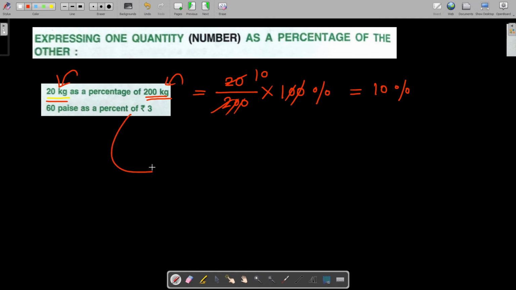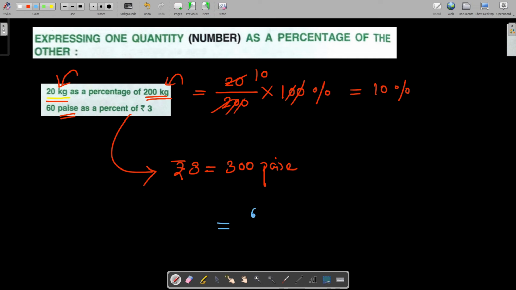Let's try another question. Here it's given 60 paise as a percentage of 3 rupees. Now both of them mean the same thing, but they are not in the same units. So what we'll do is convert 3 rupees. 1 rupee is 100 paise. So 3 rupees will be 300 paise. Now both are in the same units. Now I can easily convert them into a percentage.